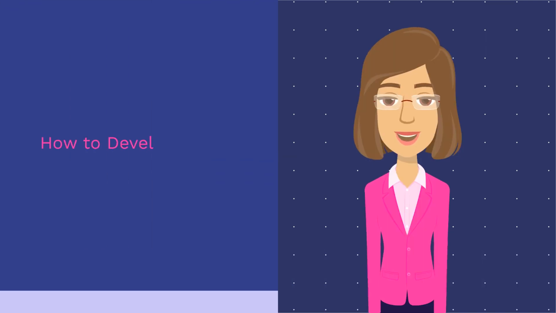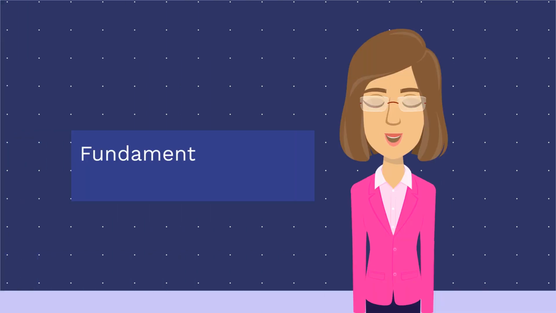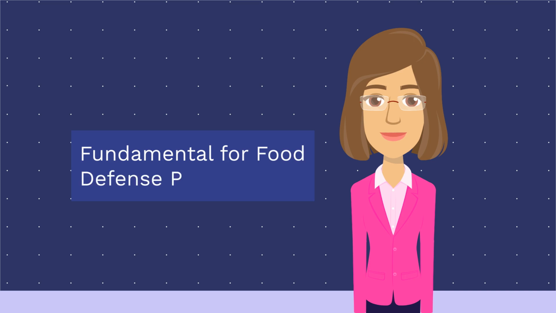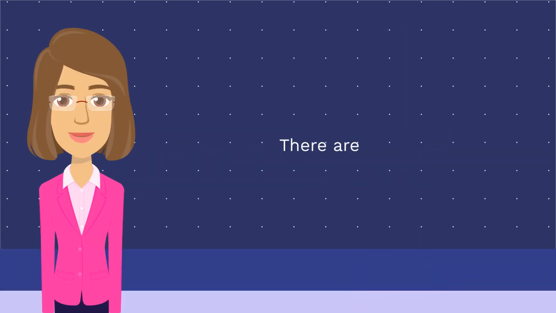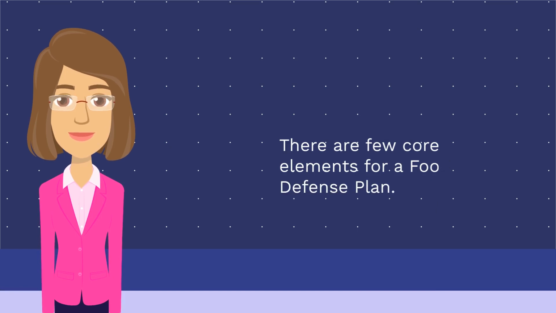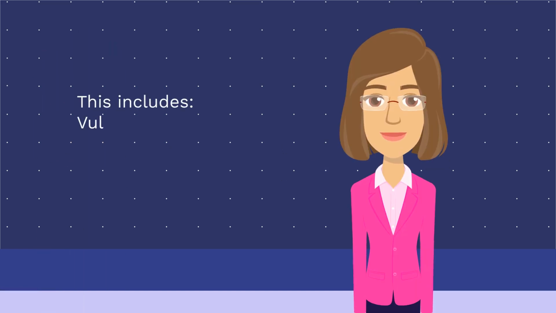How to develop a food defense plan. Fundamental for food defense plan. There are a few core elements for a food defense plan. This includes vulnerability assessment, mitigation strategies, monitoring and corrective actions, verification, mock food defense, reanalysis, and re-evaluation of the food defense plan.